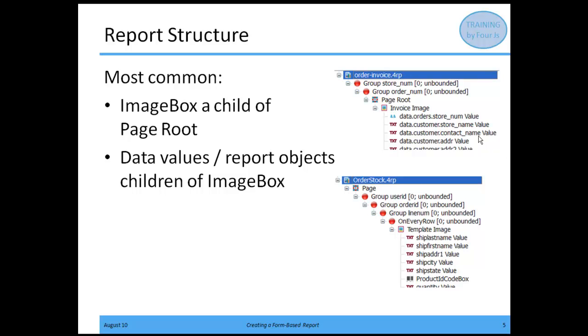In the first example that we have up here, a form called order invoice.4rp, we have our page root, underneath the order num, we have our image underneath the page root, and then we're placing the items down.